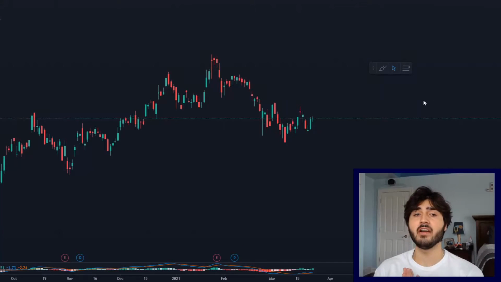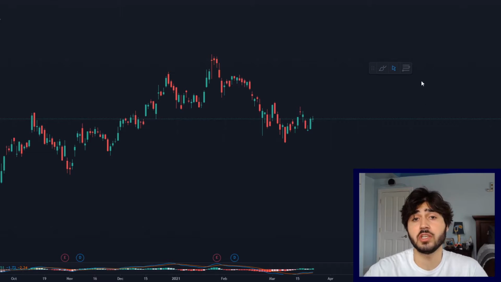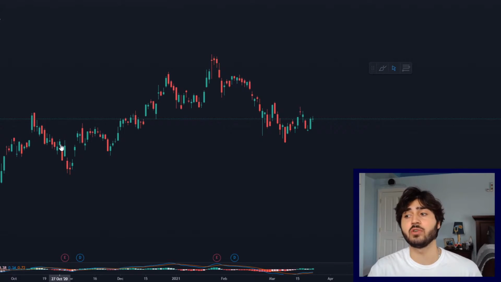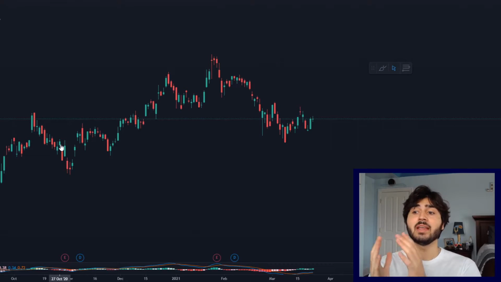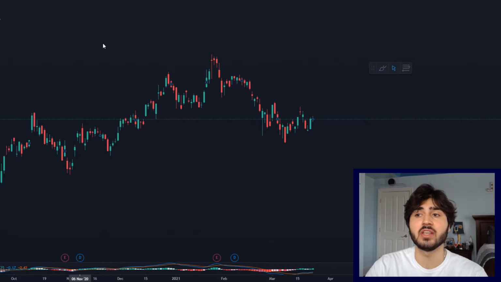Okay guys, so I have Apple's chart opened up right here. This is going to be the daily time frame. So each candlestick is going to represent one day. If I were going to change this to the weekly time frame, each of these candlesticks will represent 1 week. If I changed it to the hourly time frame, each of these candlesticks would represent 1 hour. So let me go ahead and do that so you guys can see the difference in the candlesticks.